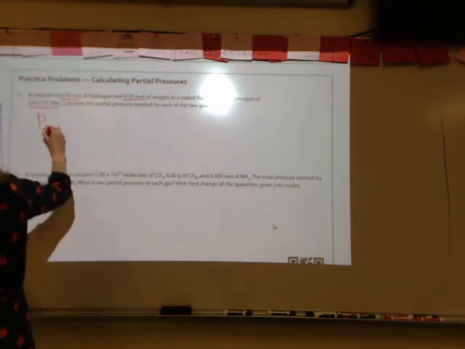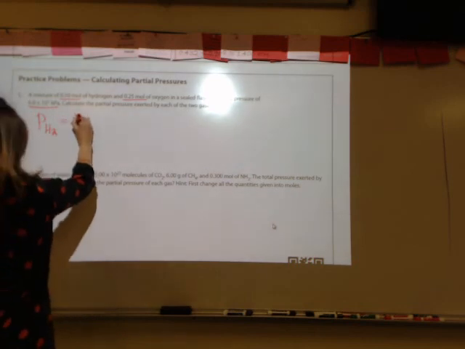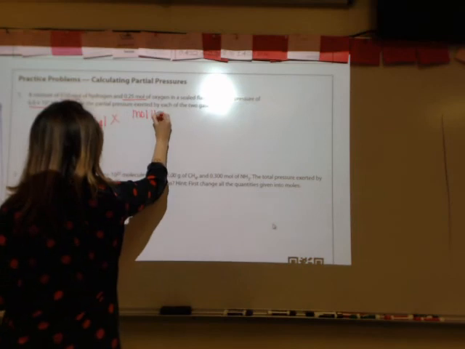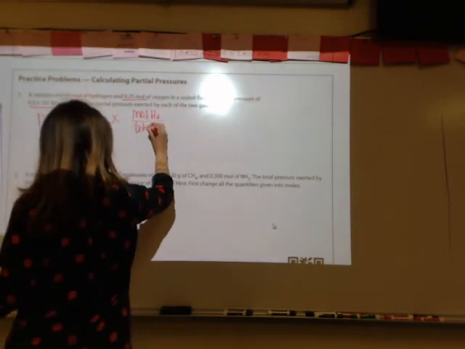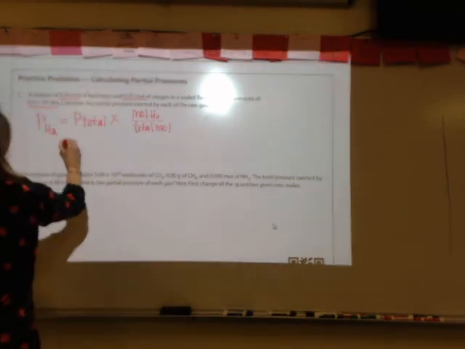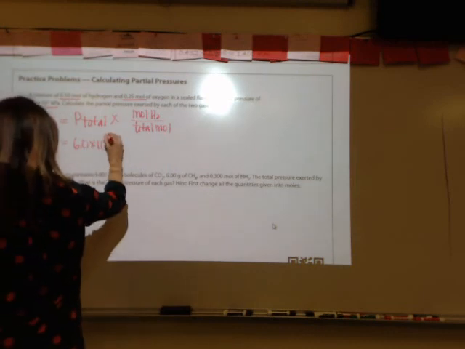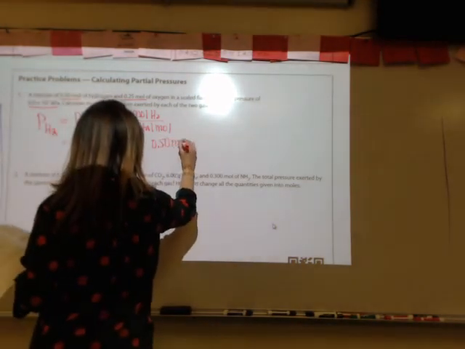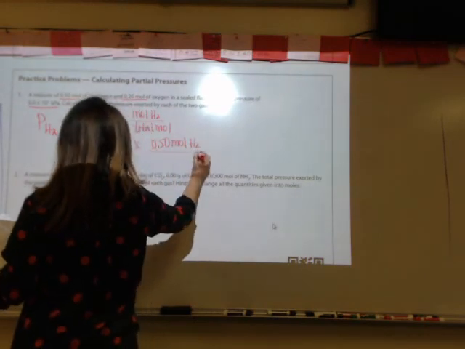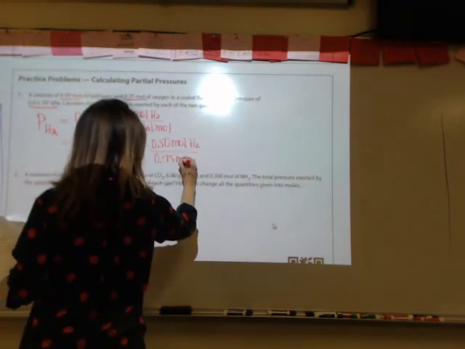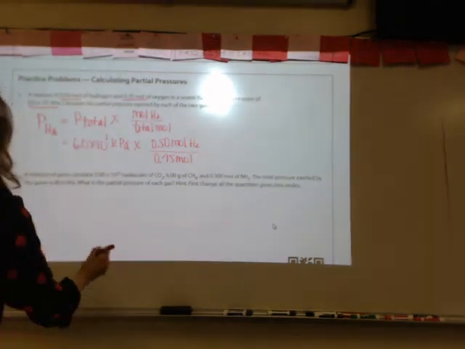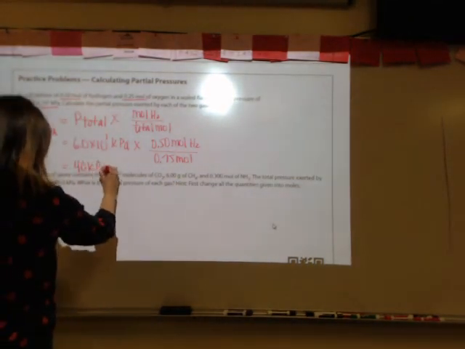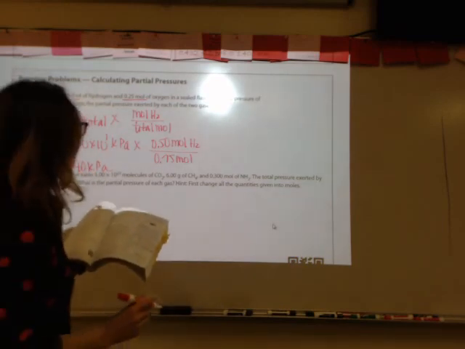So the partial pressure of hydrogen gas is going to be the total pressure times the moles of hydrogen over the total moles. So this is going to be 6.0 times 10 to the first kilopascals times 0.5 moles of H2 divided by 0.75 total moles in the sample. This is going to be 40 kilopascals for the partial pressure of hydrogen.